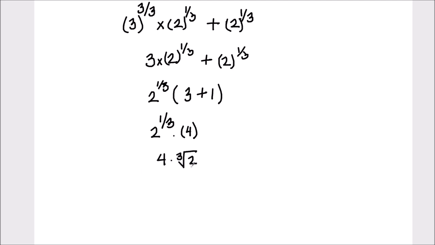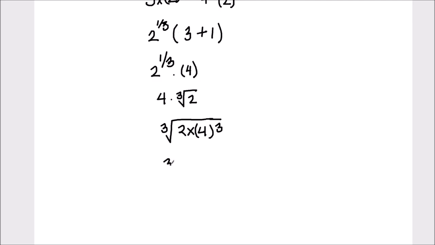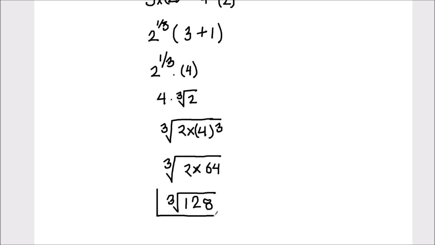Or if we take this 4 inside of the cube root, so we have cube root of 2 times 4 cube, which equals cube root of 2 times 64, which is cube root of 128. So cube root of 128 is our final answer. So this is how we solve these kind of problem. Mark our option for the correct answer.